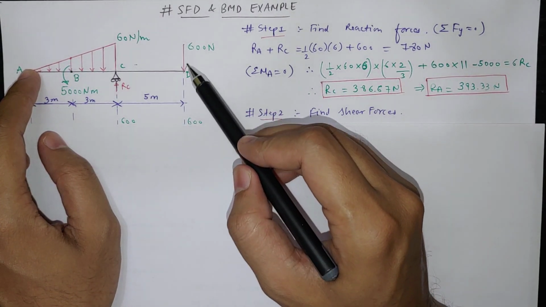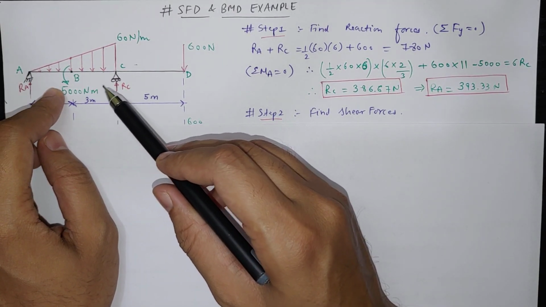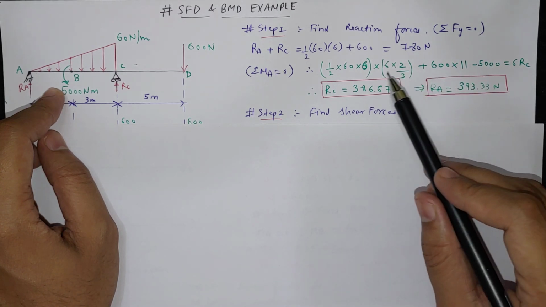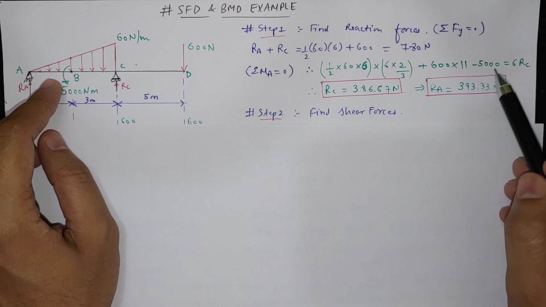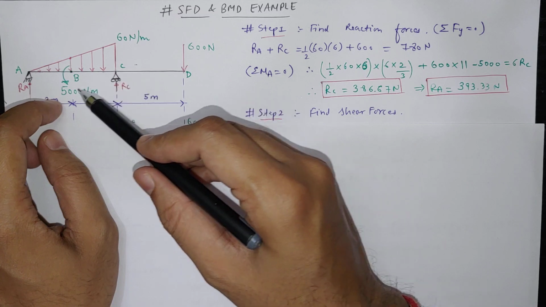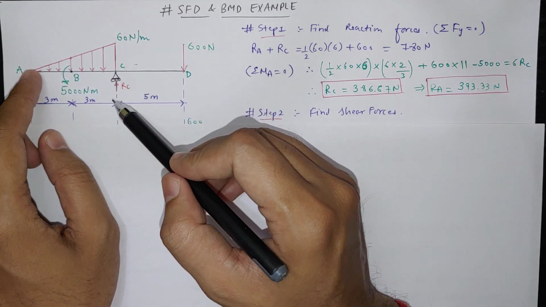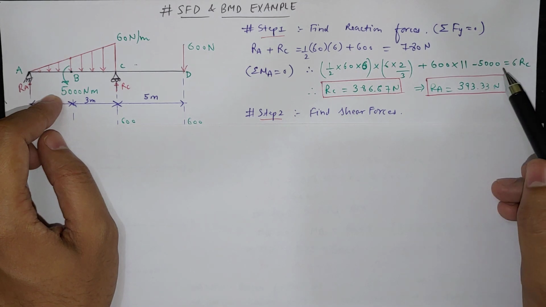Now 600 into total 11 meters. There is one pure moment which is opposite to both these forces. So if we are taking this positive, then that other force will be in negative direction, which is minus 5000. And RC is also in the same direction as this 5000, counterclockwise. So that will be minus 6 RC, but on the other side of this equal to sign, we have to consider positive. So if we take minus 6 RC, that will be equal to 0. So summation of all moments will be equal to 0.